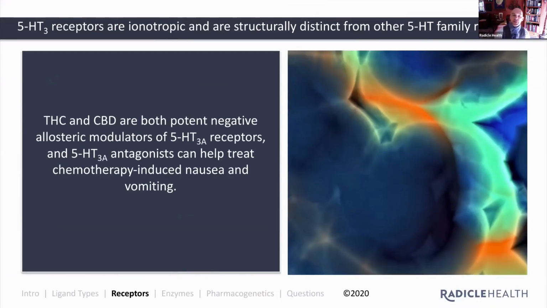We have 5-HT3 receptors. These are ionotropic receptors. They're structurally distinct from the other 5-HT family receptors. Activation of 5-HT3 receptors is associated with nausea and vomiting, seizures, pain, and mood disorders. I want to talk just briefly about ionotropic receptors without getting too much into the chemistry. These are structurally distinct from G protein coupled receptors. The G protein coupled receptors are also called metabotropic receptors. So you have metabotropic and ionotropic. They're 2 main categories of receptors.